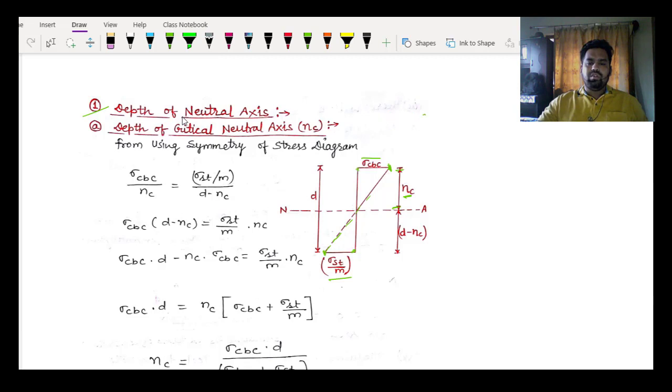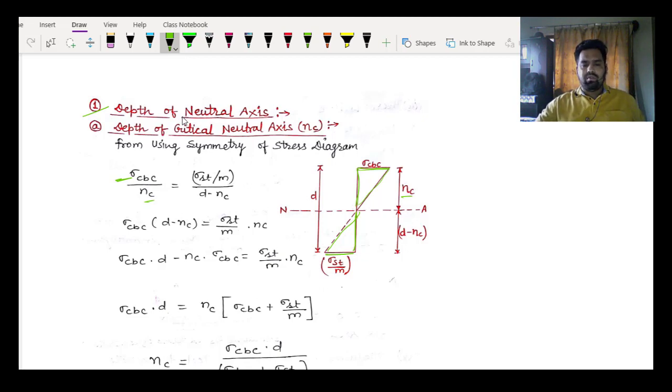So how will we calculate the critical depth of neutral axis? It can be calculated very easily, using the similar triangle property in the stress diagram. You must know the similar triangle property: base upon perpendicular of one equals base upon perpendicular of the other. These are two similar triangles and we will equate them both. For the upper triangle, sigma cbc upon the depth nc, the critical neutral axis, which we have to find out.